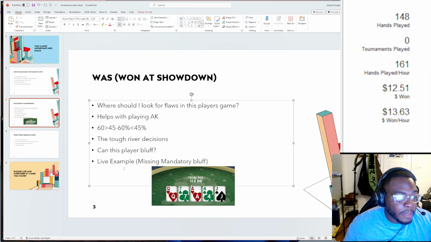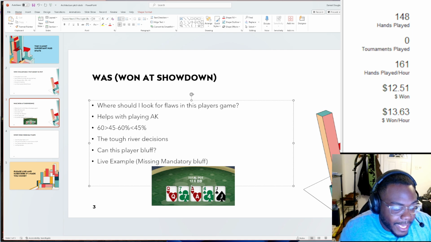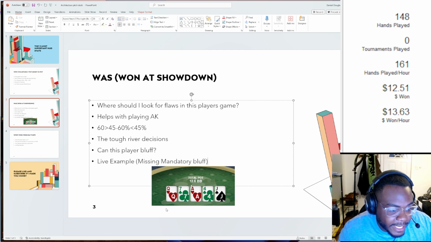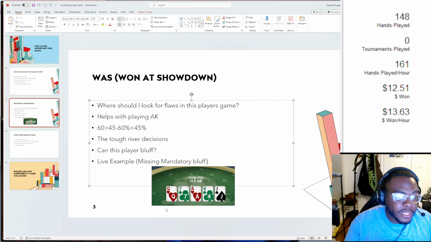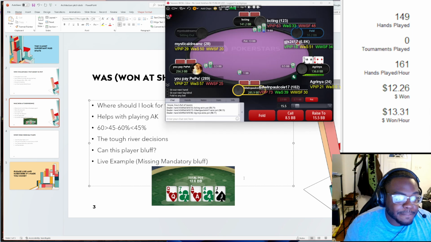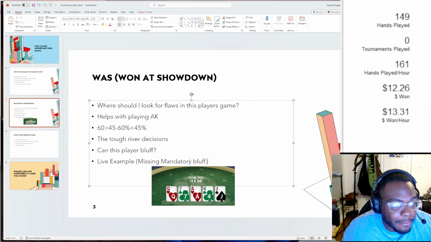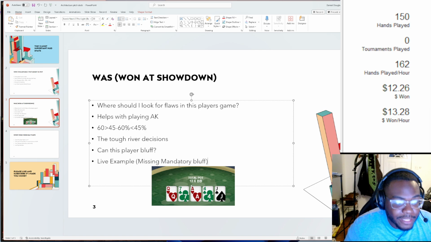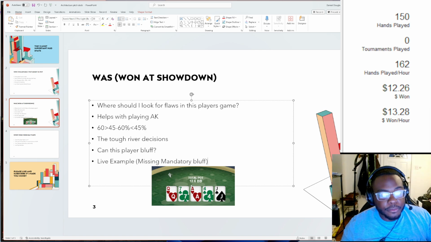So if you see an opponent come to the river and they're not bluffing either the king or the 10 when they show over their hand, then you can assume that this player is not bluffing enough at showdown, and thus is won at showdown is low, right? So yeah.